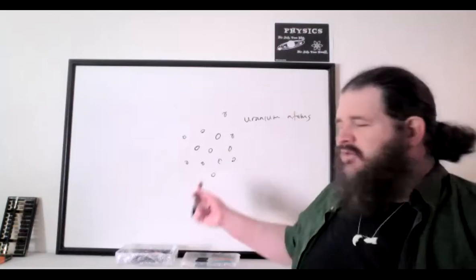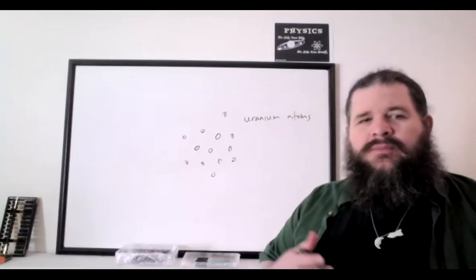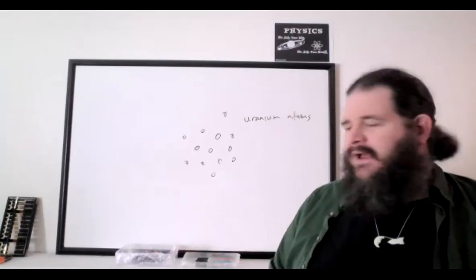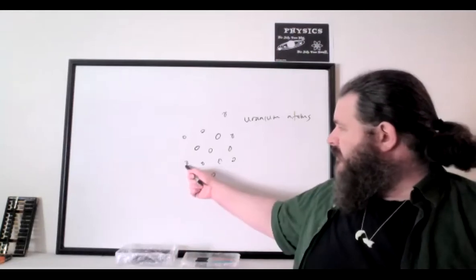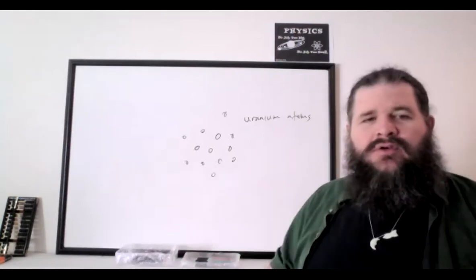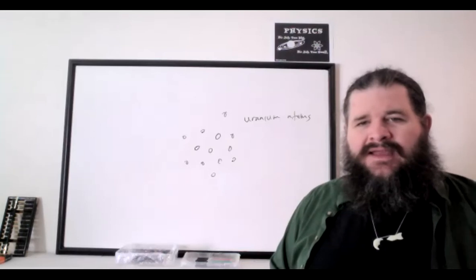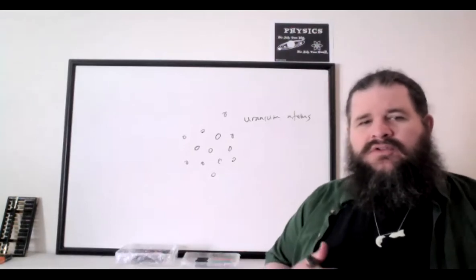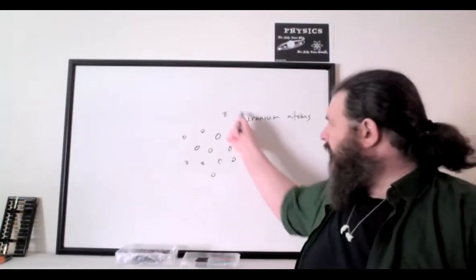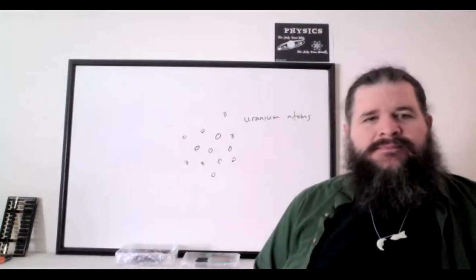The same is true for these uranium atoms. If you know that over a certain period of time, which is called the half-life, there's a 50% chance that this atom decays, we don't know if that individual atom will decay in that time, but we know that over the course of that period of time, about half of the total atoms will decay.